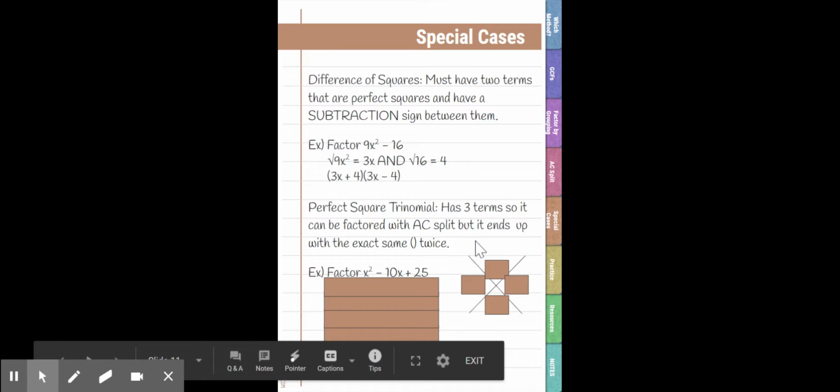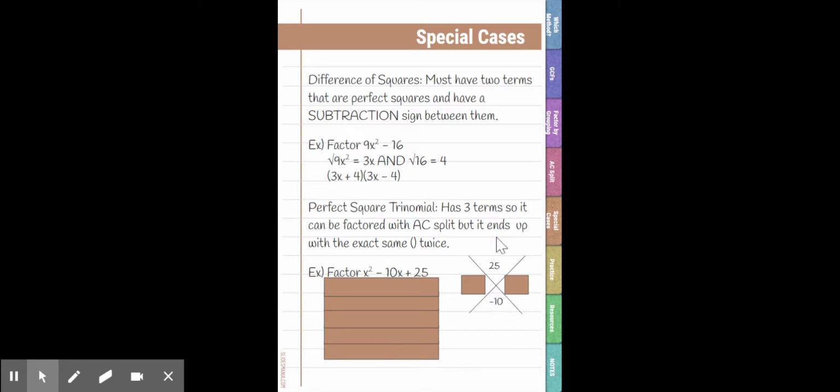The one on the bottom, because it has 3 terms, I can actually use an x factor. So I'm going to put 25 on top, negative 10 on bottom, and the two numbers that multiply to give me 25 and add up to negative 10 are negative 5 and negative 5.